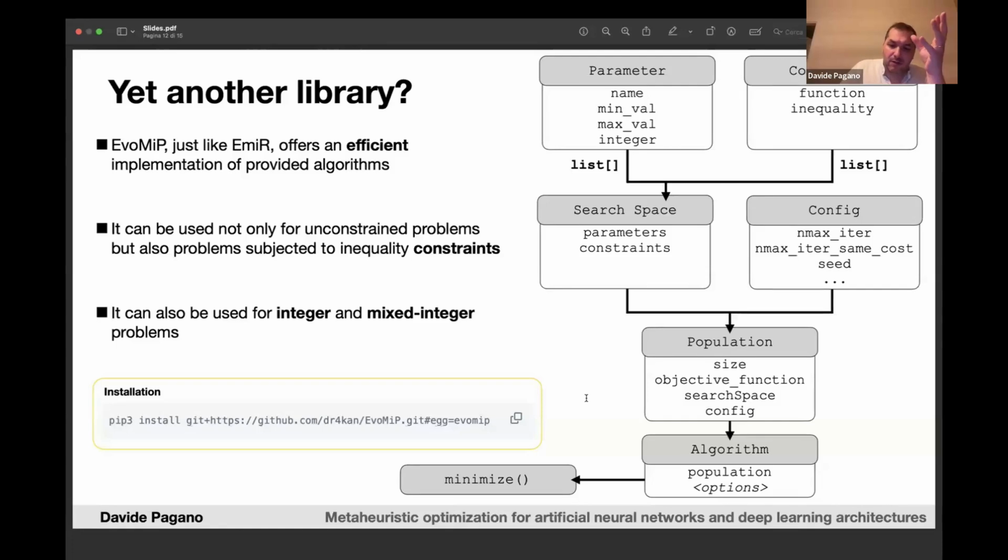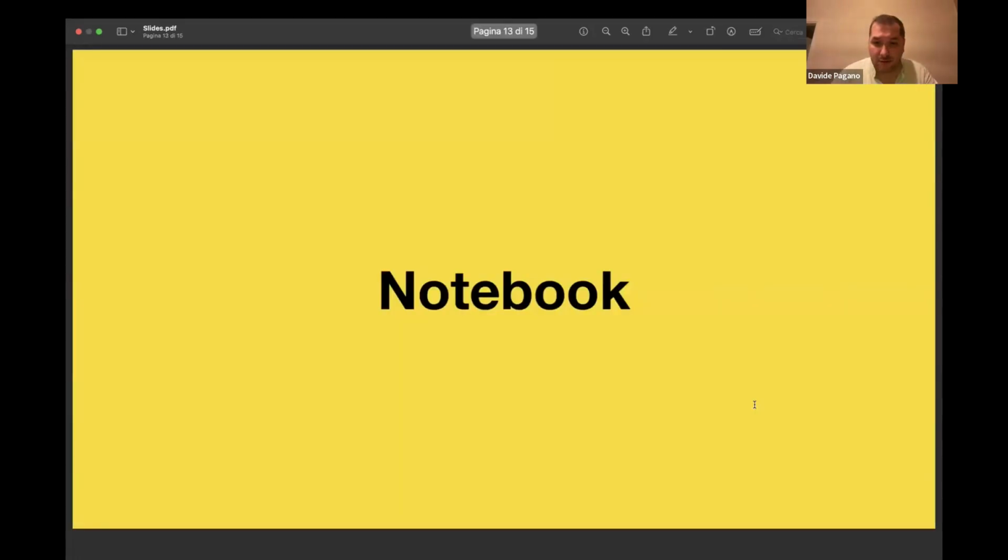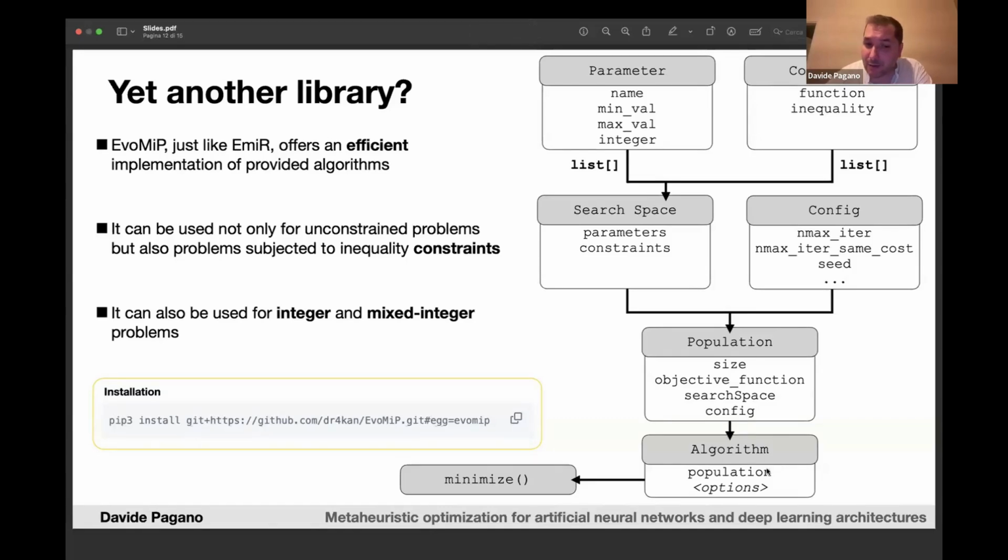Okay, so let's see how it works. The workflow is like this. The user defines the objective function, and then the set of parameters this objective function depends on. This set of parameters defines what we call a search space. Once we have the search space, we define the population of agents which will explore and exploit this search space. And finally, we choose the algorithm we want to use for this minimization of the objective function in the search space. Once we choose the algorithm, we call the minimize method.